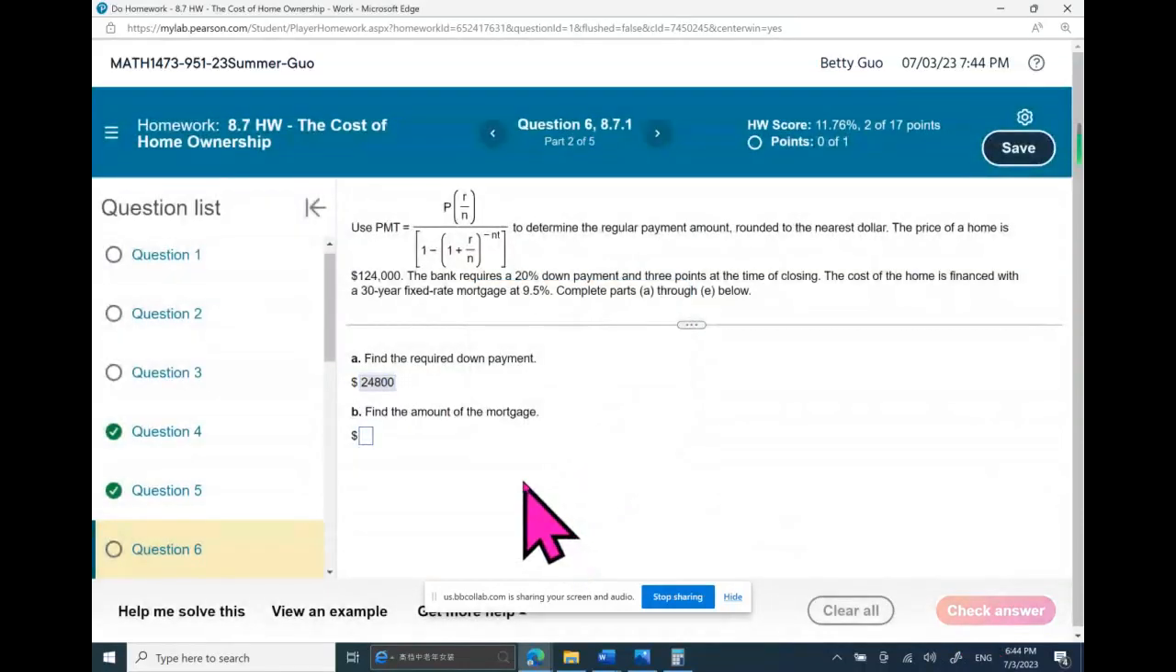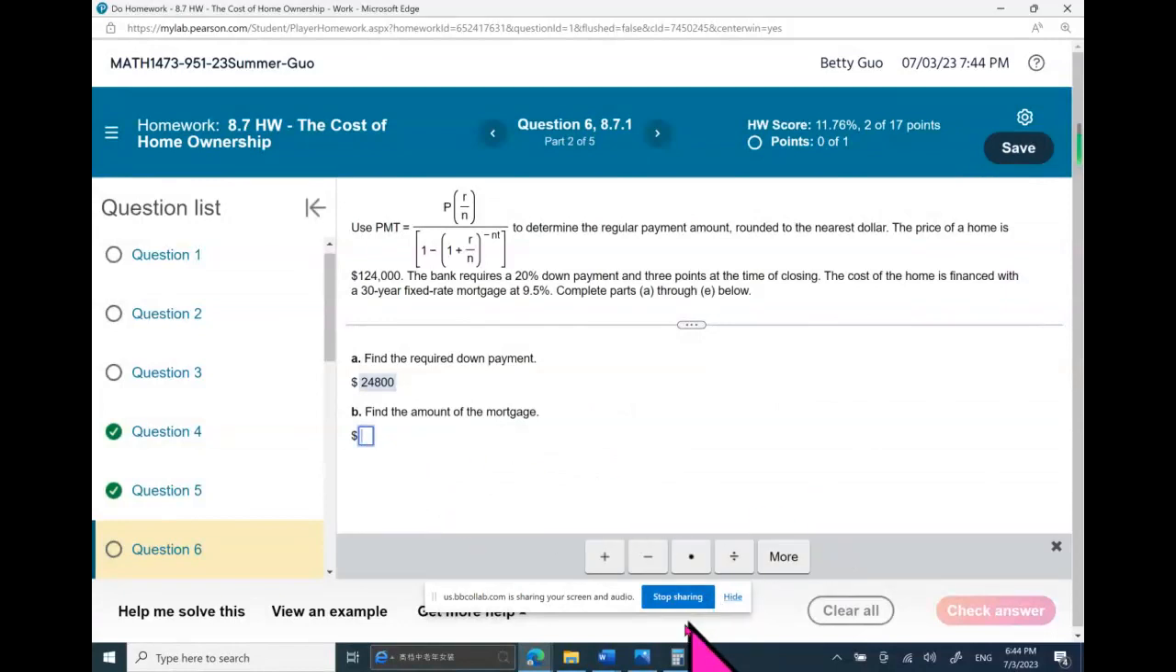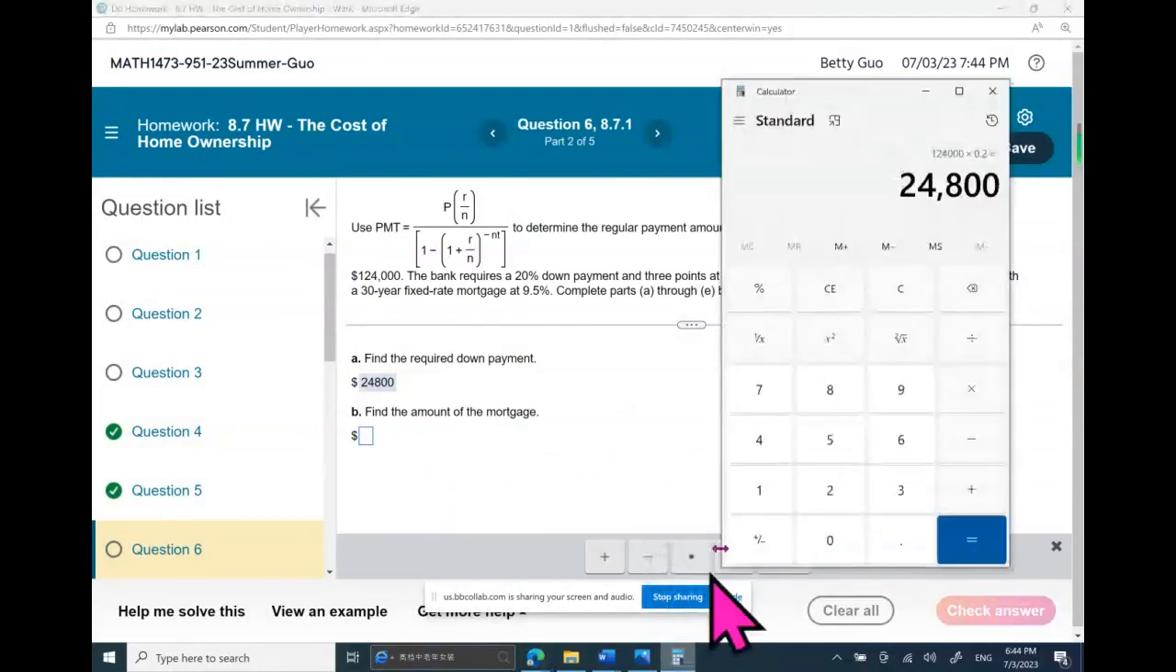Part B, find the amount of the mortgage. And how do we understand mortgage? Mortgage is the loan amount of the home mortgage. So what we are going to do is subtract your down payment from the home price. The difference is going to be the loan amount, or the amount of mortgage. That's one way to do that.